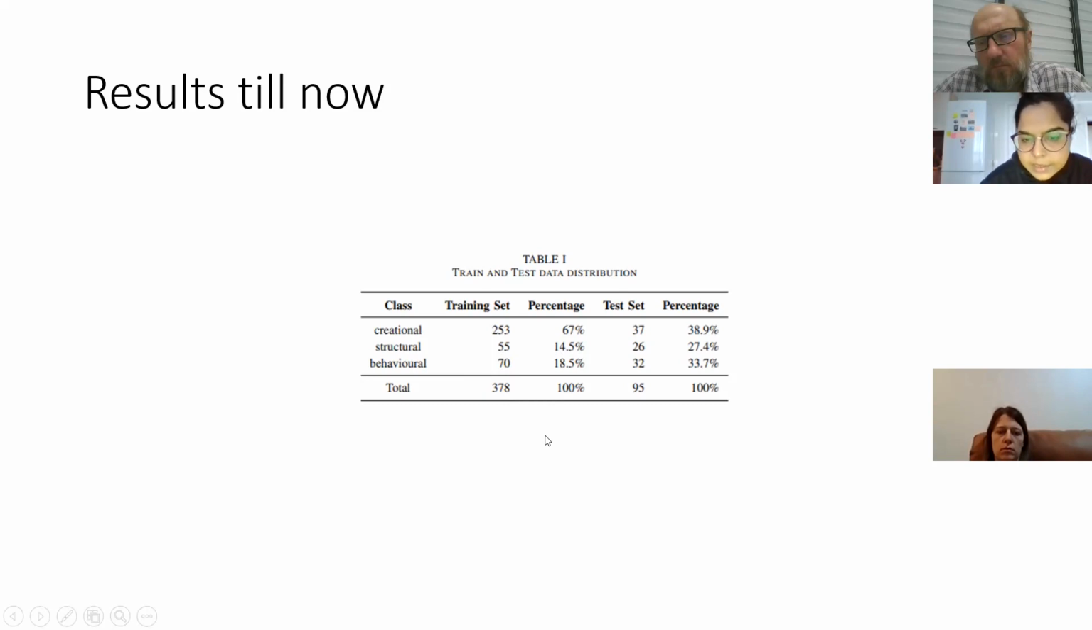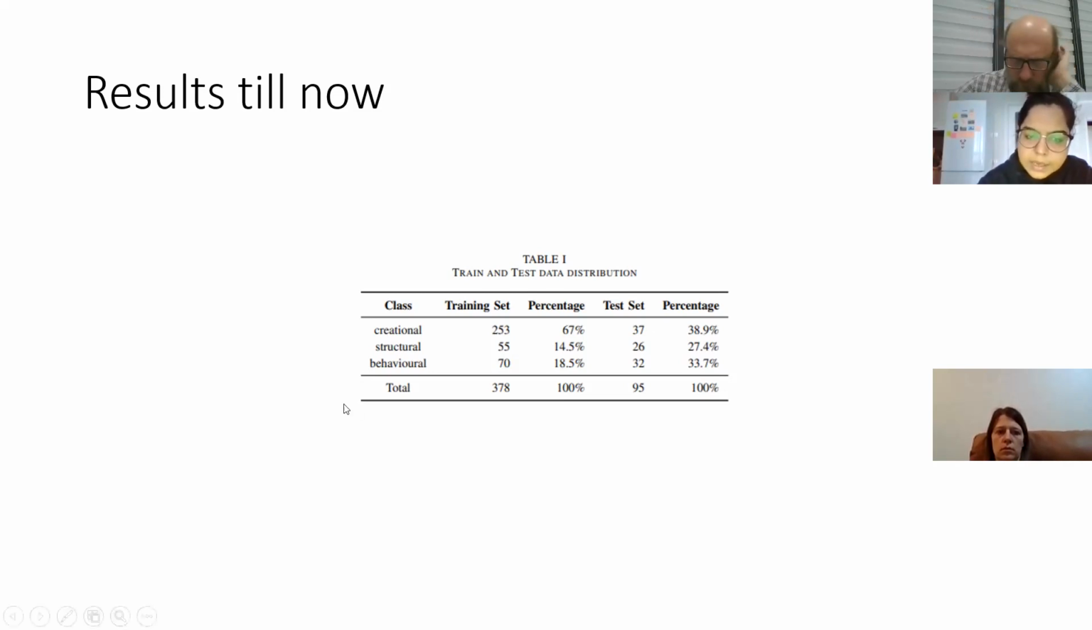If we see, the highest percentage of data we have is related to creational, and the least is structural. So just looking at this pattern, we can say that there might be a bias in recognizing creational design patterns, because we have a huge number of projects which are using creational design patterns.